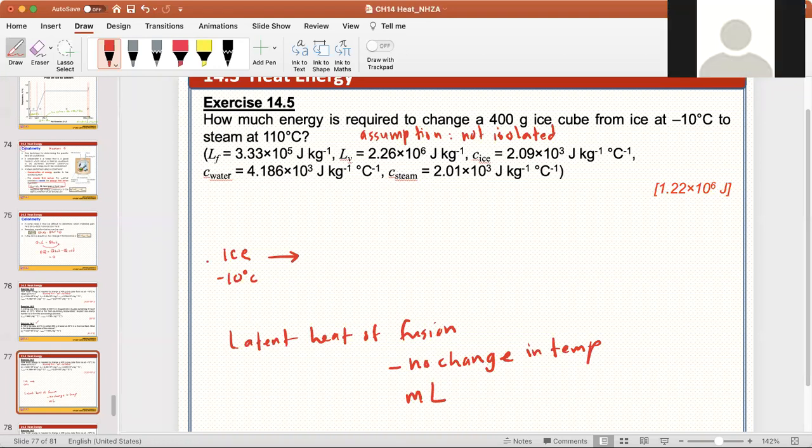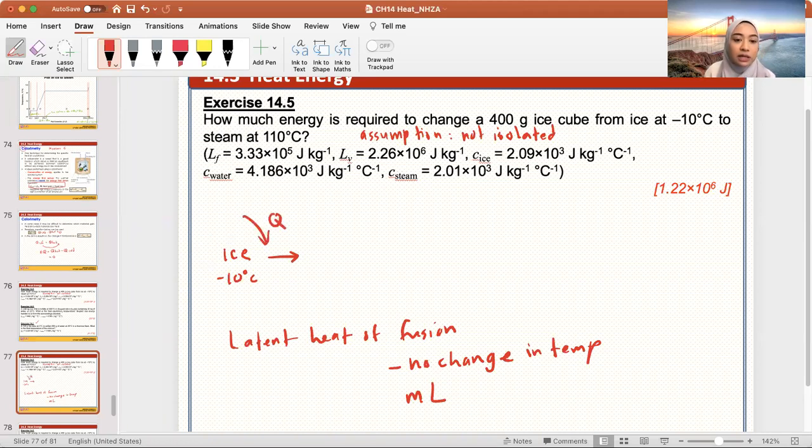We need to change the temperature of ice to 0 Celsius first. Yes, correct. Thank you, Afika. We need to change the ice from -10 to become 0. So how do we do that? So I supply Q. It does not change phase yet. It increases in temperature first. So ice increases in temperature to 0 degrees.